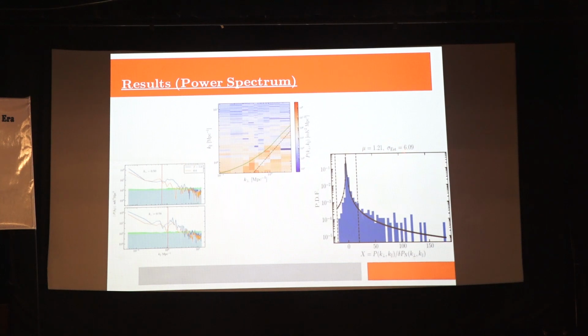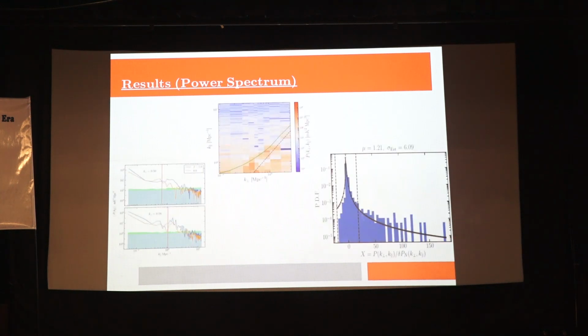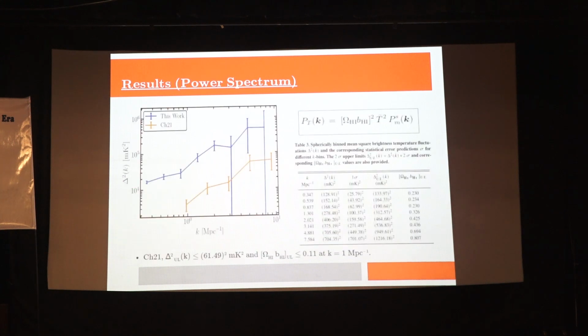So what we have done is we have carried forward this factor and multiplied it with the values that we have obtained from the noise simulation to get the actual error bars for the spherical power spectrum. We have spherically binned these K modes to get the spherical power spectrum, and the best value that we get is the 2 sigma upper limit of 133.97 millikelvin squared at K equal to 0.347, which we use in this equation to calculate this Ω_HI b_HI factor, which we get to be 0.23. So this is the best value that we got using foreground avoidance.